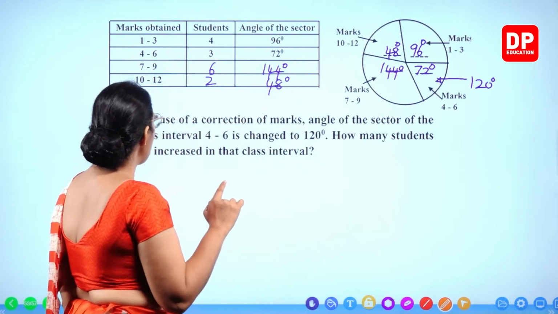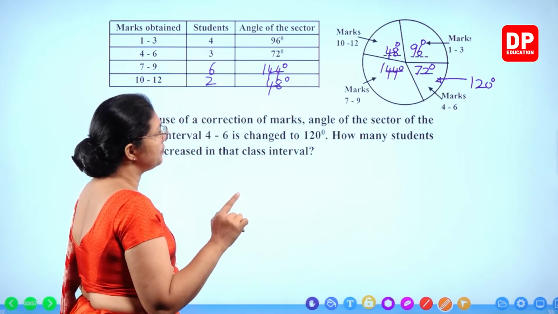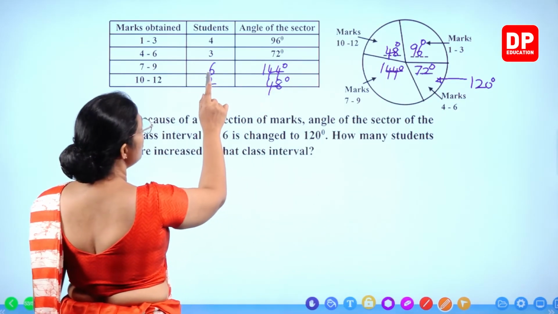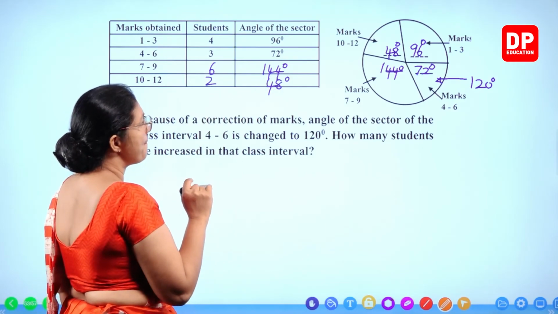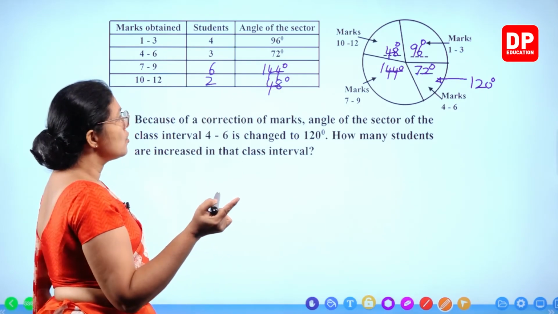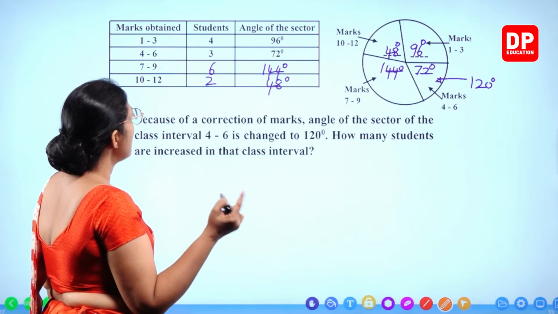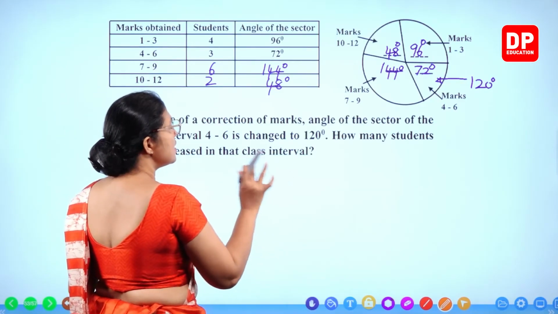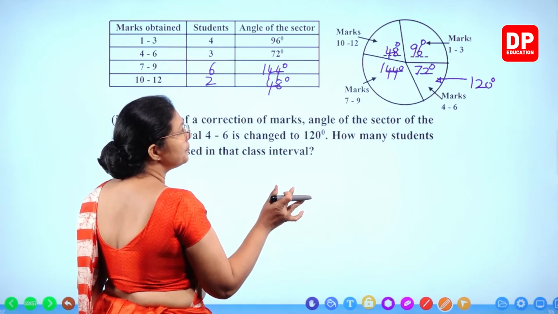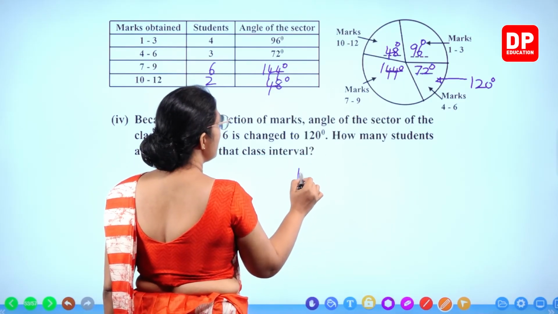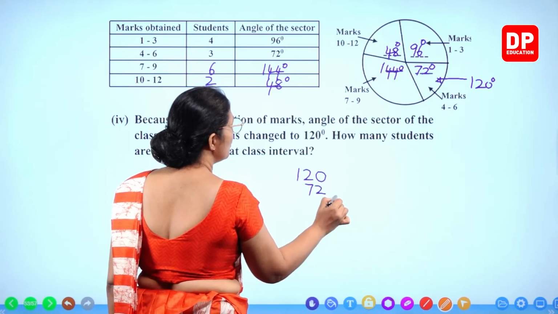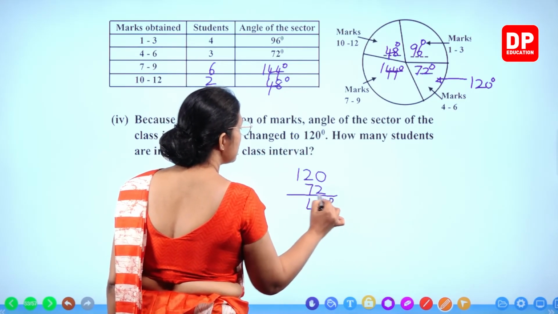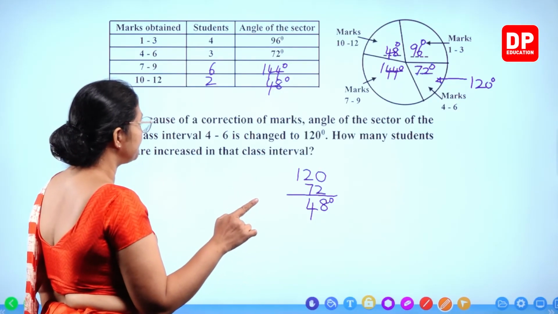How many students are increased in that class interval? So how many was there? 72 was 3. Now the angle is 120. How you get 120 from 72? So what is the difference between the angle? Difference is 120 minus 72. 48 degrees is the difference.